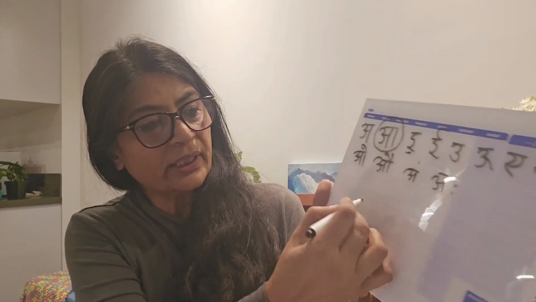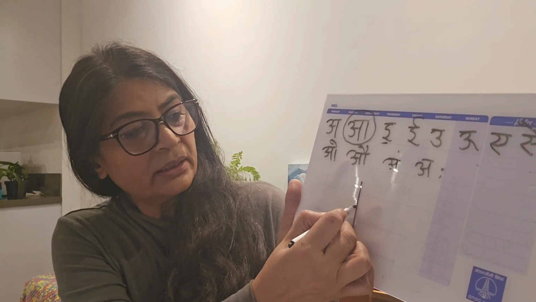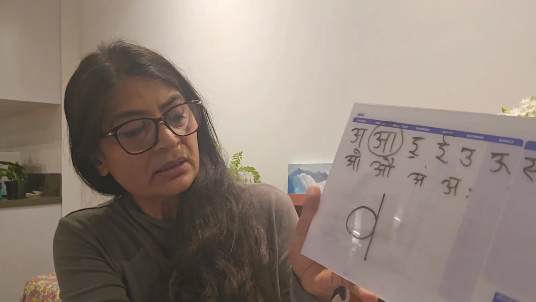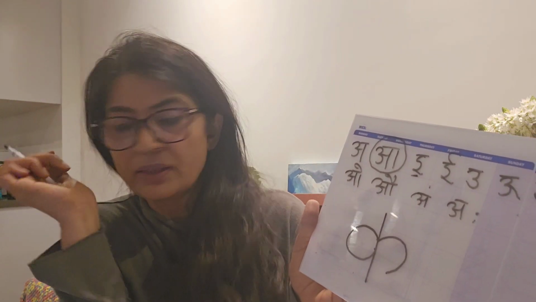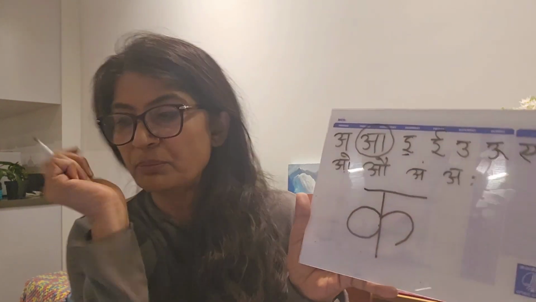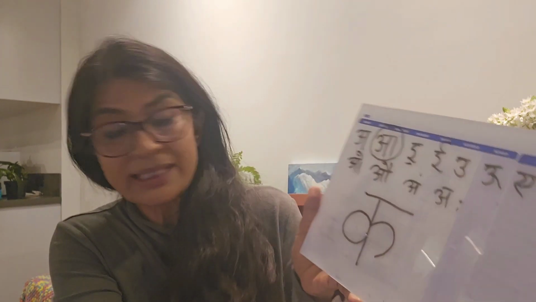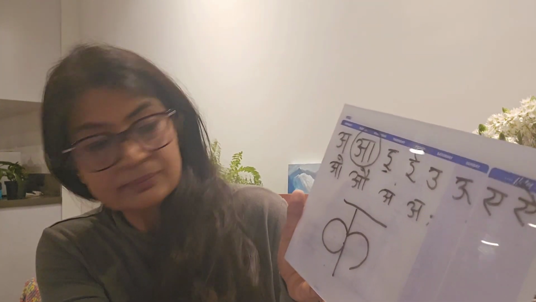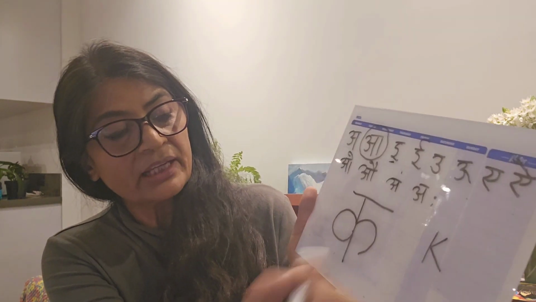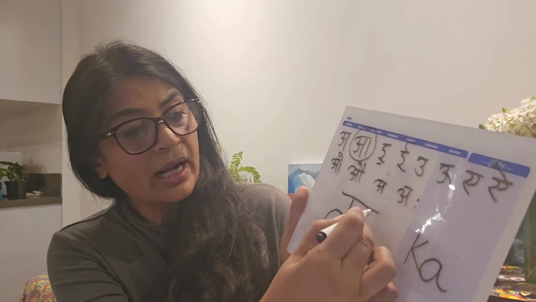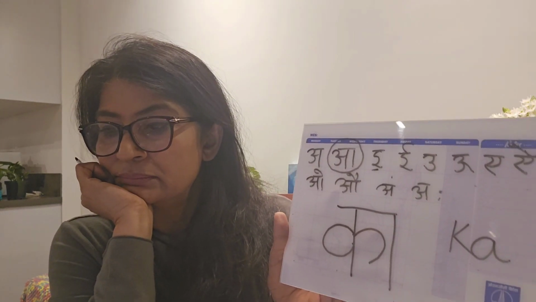Okay, I'll write for you again. Make a line here. Make a circle here. Make another half circle kind of. And this becomes my K, and I put a line. Now I want to say Ka. So this is my K. But if I want to say Ka, I put a line here and it becomes a Ka.